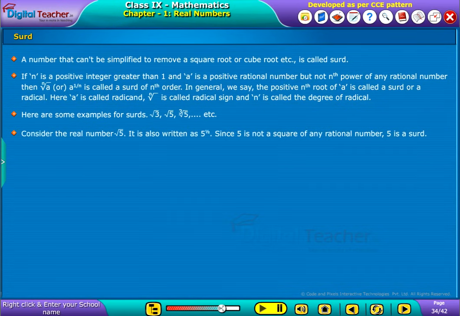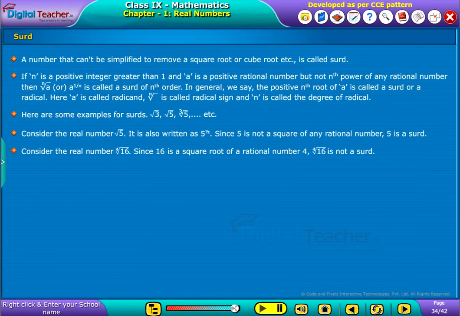Consider the real number root 5. It is also written as 5 power 1 by 2. Since 5 is not a square of any rational number, root 5 is a surd. Consider the real number 4th root of 16. Since 16 is the square of a rational number 4, the 4th root of 16 is not a surd.